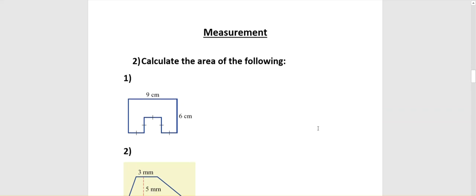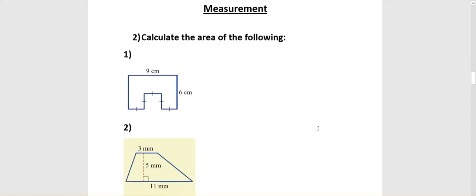Hi, let's continue with our exam revision. So let's move on to measurement. Calculate the area of the following. So have a go first.